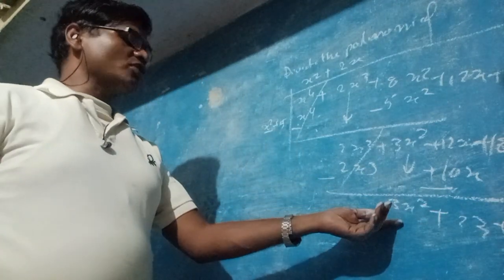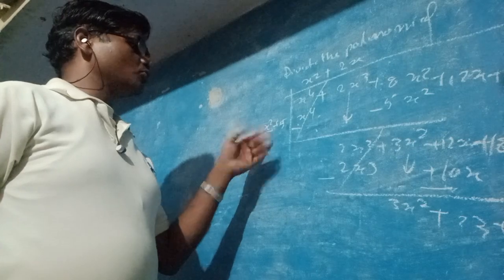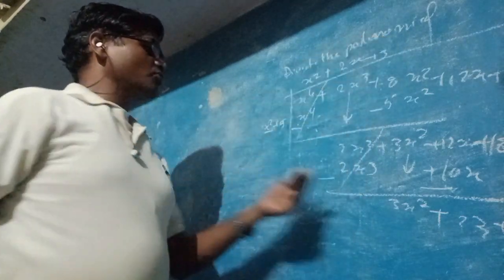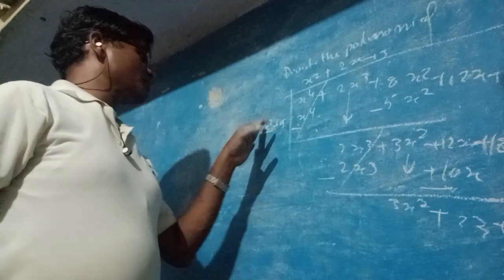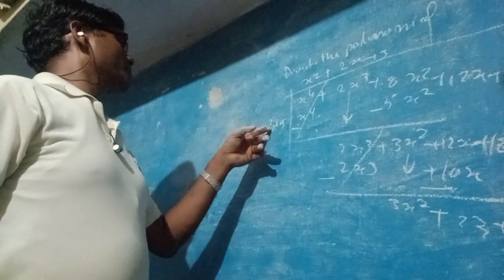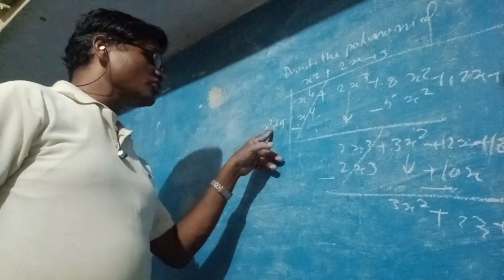Then further we will take a number that gives us 3x square, so take plus 3. Which variable, x square multiplied by which number, will give us that?